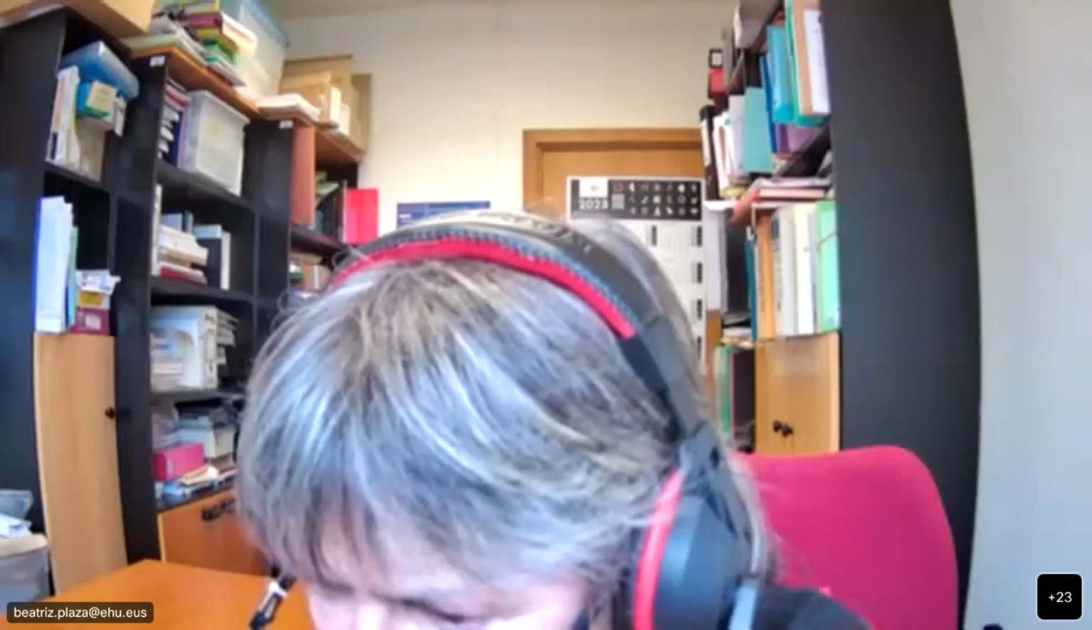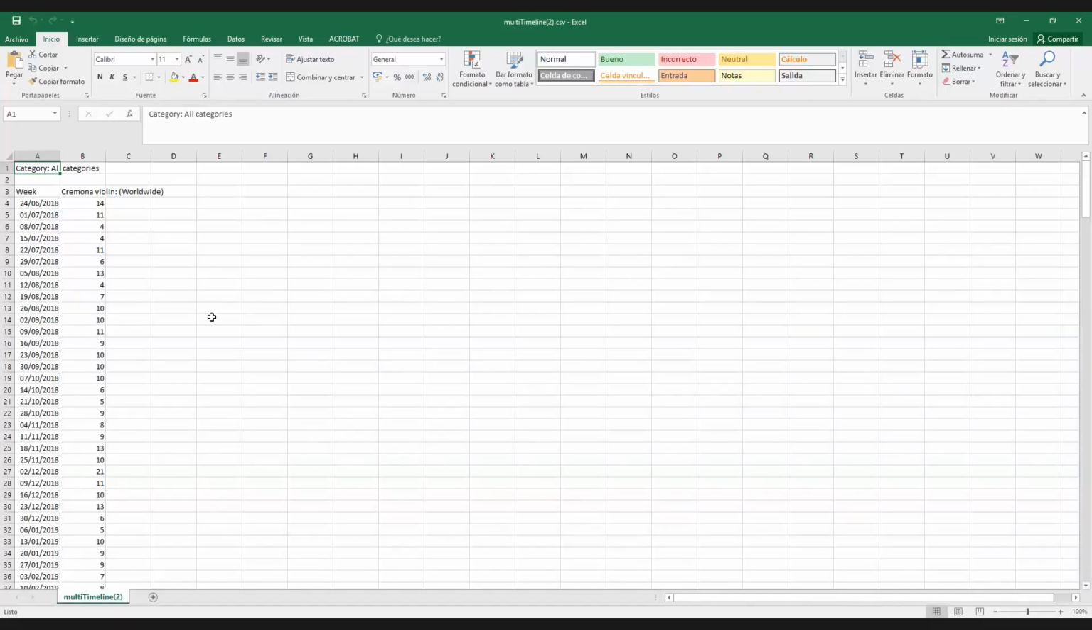So I stop sharing this and I start sharing the Excel. Can you see the weekly data? Not yet. Can you see the weekly data? Yes.